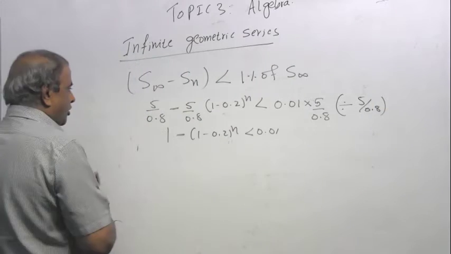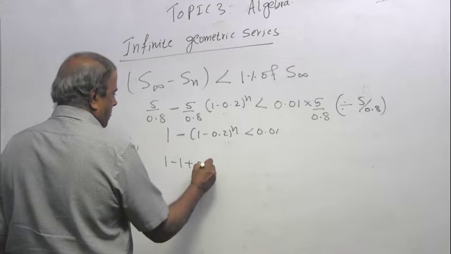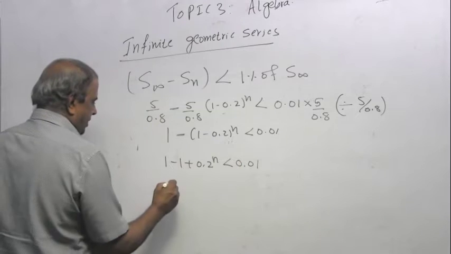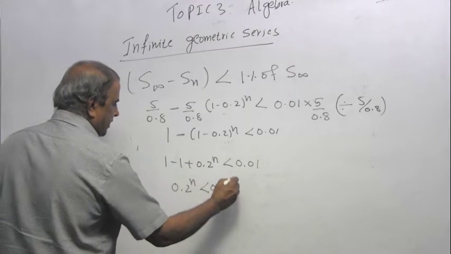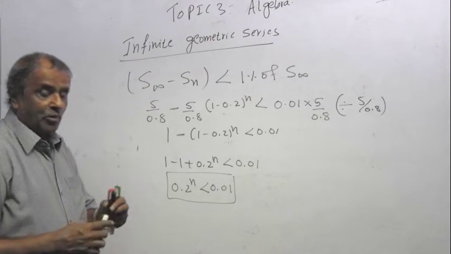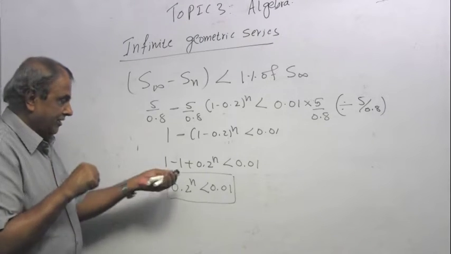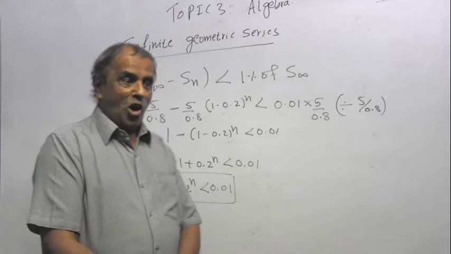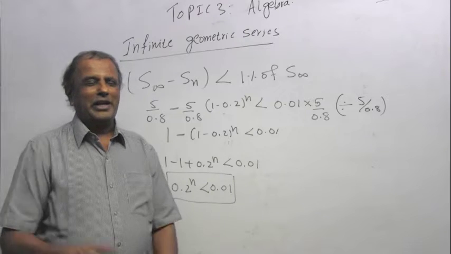So what do I get? So simple. 1 minus 1 cancels. So it's 1 minus 1 plus 0.2 power n less than 0.01. So 0.2 power n less than 0.01. This is the equation I have to solve. That's the reason why we do inequalities. That's the reason why we do logarithms. Or that's the reason why you learn your multiplication, which is the hardest way of doing it.